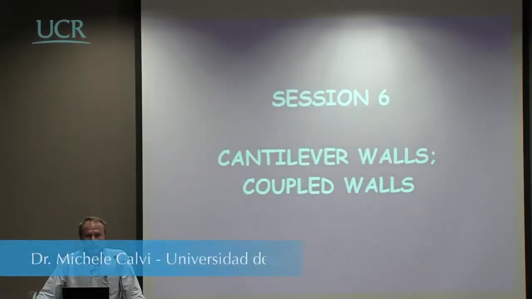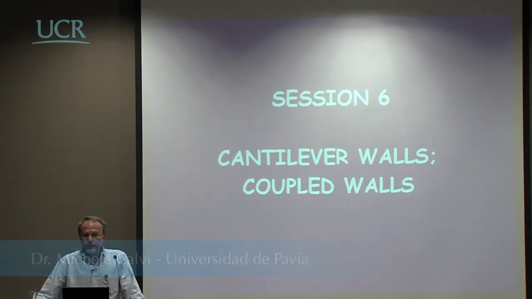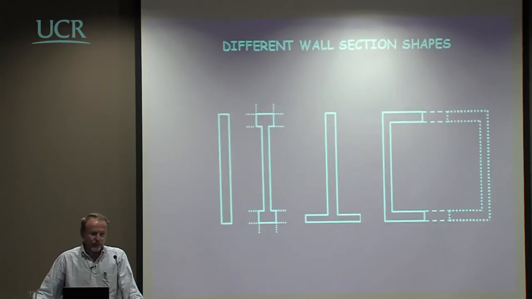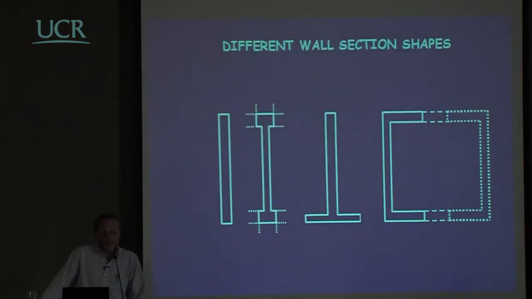Deal with a building that will use walls as the main resisting system to horizontal actions. The first part will deal with cantilever walls, and the second part will deal with coupled walls and torsional problems. I'd like to anticipate that the use of cantilever walls or coupled walls is probably something that is going to increase in the future for earthquake-resistant design.